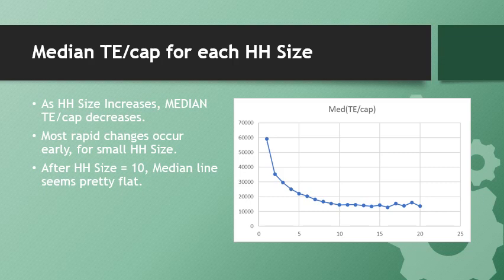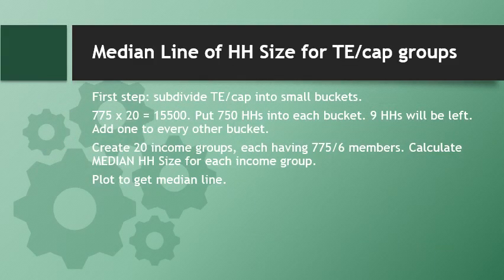So this median line gives us a very good idea of the relationship between the household size and the total expenditure per capita. Going in the other direction, suppose I want to make a median line of household size for total expenditure per capita. Now total expenditure per capita is a continuous variable, so I have to divide this into small buckets just like we do in the histogram.